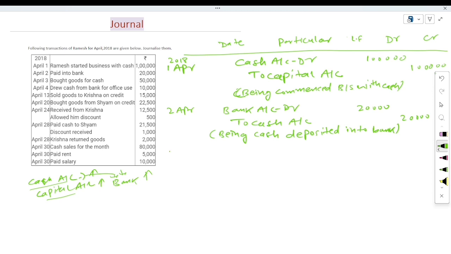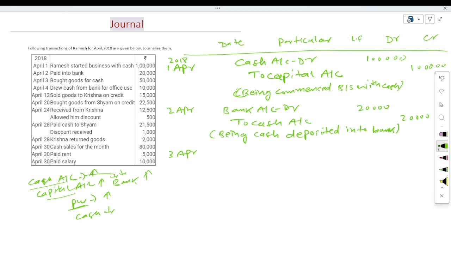Like this. Now come to the next transaction, which is on 3rd April. On 3rd April, what is happening here? Bought goods for cash rupees 50,000. Here goods are being purchased. It means two accounts will be created here. The first one is the purchase account and the second is the cash account. As you know, purchase is an expense for the business, so here purchase is increasing. Cash will decrease here because you are purchasing goods, so your cash balance will decrease.